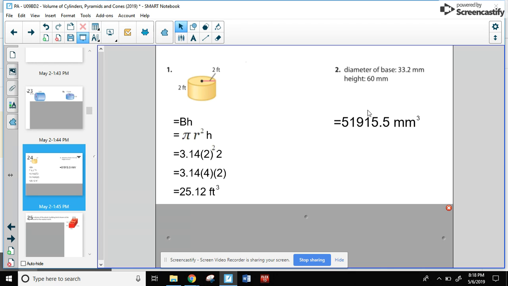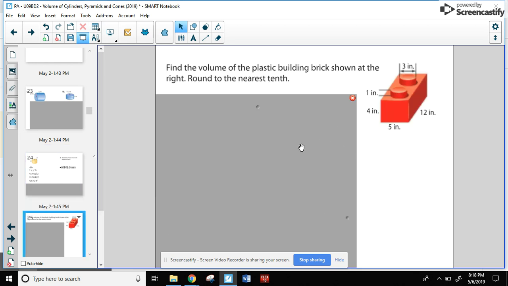You go to number 2, try and do that one with your calculator and your notebook. So you can put D equals 33.2 millimeters and height of 60 millimeters in your notebook and try and calculate and get this number, 51,915.5. If you didn't get that number, go back. Maybe you forgot to cut the diameter in half and make it a radius. But go back and see where we went wrong and then learn from that mistake, and then we'll go to the next one. All right, and again, you can hit pause wherever you like. Make sure it goes in your notebook though, how to find the volume of the cylinder.